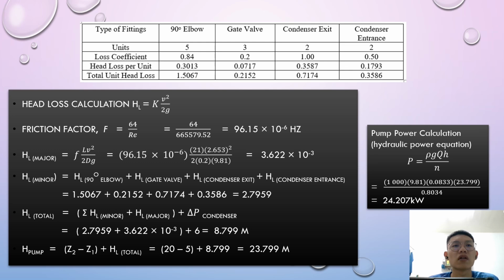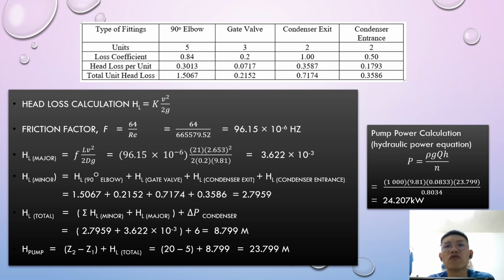Then we will find the minor head loss. The minor head loss will use the head loss of the 90 degree elbow, the head loss of the gate valve, the head loss of the condenser exit, and the head loss of the condenser entrance. Adding up all the values, we will get 2.7959. Then the total head loss will be 8.799 meter. Then the pump head will be 23.799 meter.